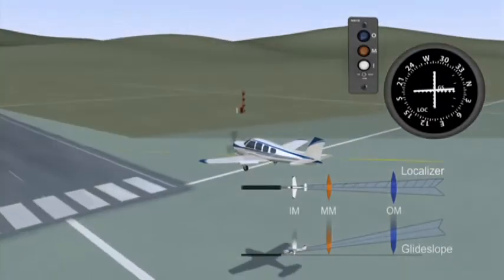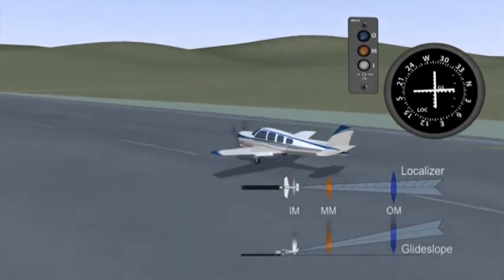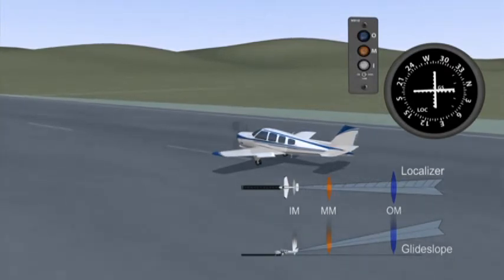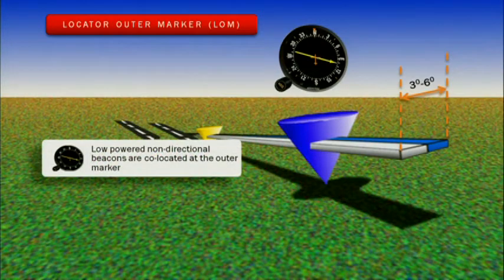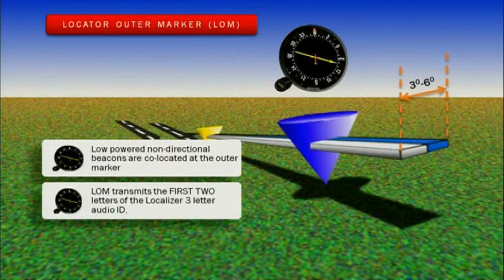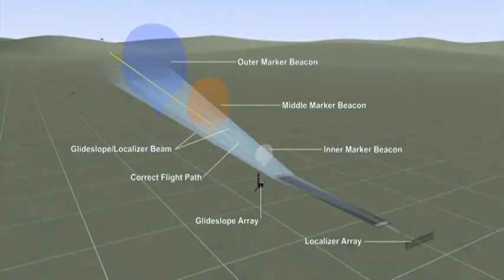The inner marker is indicated by a flashing white light and broadcasts an audio stream of dots only, reoccurring very fast at 6 dots per second. Now, frequently, a locator outer marker, or LOM, is used to further identify marker signals. They are low-powered, non-directional beacons co-located at the outer marker. Locator outer marker transmits the first 2 letters of the localizer 3-letter ID audio, and the locator middle marker transmits the second 2 letters. Now, let's go back to the glide slope and explain it in greater detail.